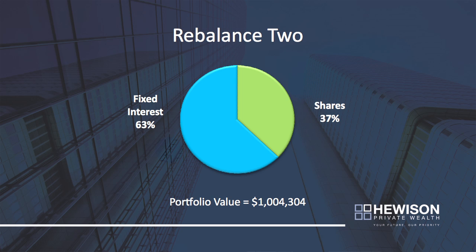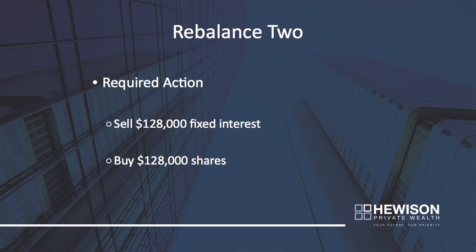The share exposure now has fallen to 37%, and at the same time, the fixed interest exposure has risen to 63%. So once again, it's changed the risk profile of the portfolio. We're very much underweight shares and growth assets. We need to change the risk profile once again. So we rebalanced the portfolio by selling $128,000 worth of fixed interest this time. We're doing the opposite of what we did last time, buying $128,000 worth of shares, essentially buying low towards the bottom of the market by sticking to this strategy.